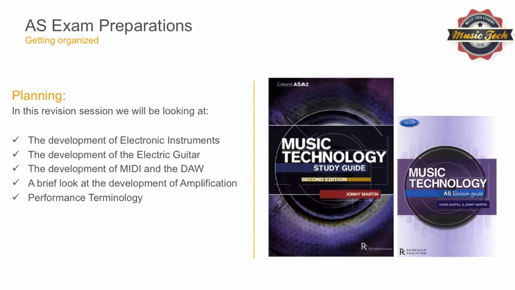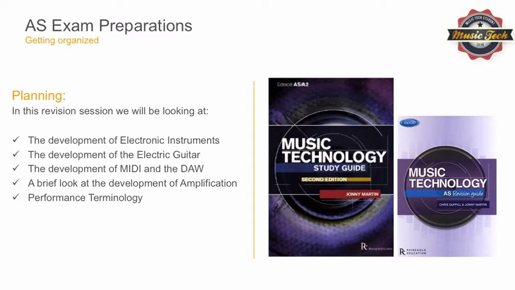The Edexcel student guide has a fantastic glossary of all the performance terms that you're going to need. You should already have this, and if you turn to the back, you're going to get that guide, and you just want to scrub up on those words and make sure you've got them. Also, the Music Tech Revision Guide for AS has a fantastic section for electronic instruments and all the development around that area as well. That's also worth looking at, and hopefully you've got a copy of that.